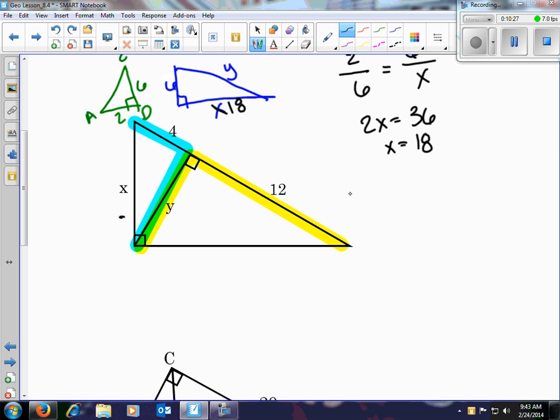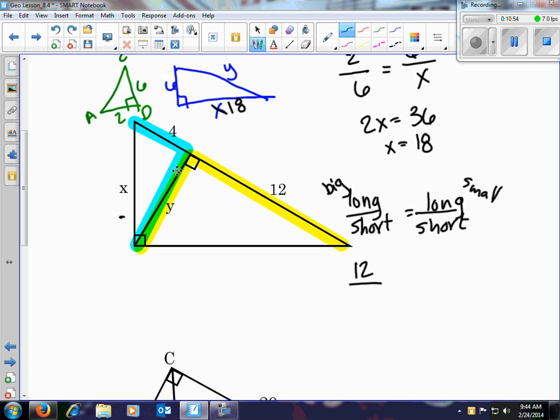So now I'm going to set up a proportion. I'm going to say long over short equals long over short, because I need to figure out y. We'll do big triangle, small triangle. So I have my long leg of my big triangle, which we highlighted in yellow, which is 12, divided by my short leg, which is y. That is equal to my small triangle, where my long leg is y, divided by my short leg, which is 4. Now I can cross multiply, and notice how this looks just like geometric mean.